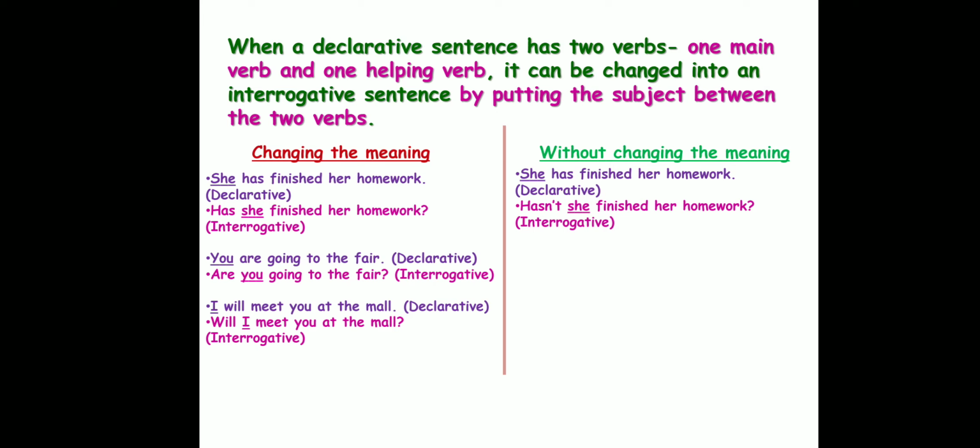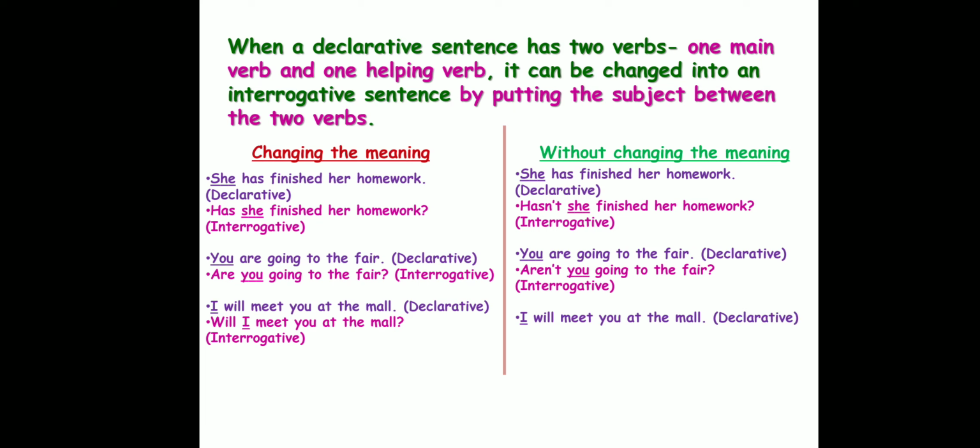Alright. Next example. You are going to the fair. Now you should be able to answer this. Aren't you going to the fair? Very nice. Aren't has to be used. I told you the not contraction has to be used. The subject comes between the helping verb and the main verb again. Next one, I will meet you at the mall. Won't I meet you at the mall? So because you have will, the contraction for will not is won't. I have taught you in the last chapter. You can go back and see the last video for this. So won't I meet you at the mall? Again the subject is coming between the helping verb and the main verb. This is how you do such sentences.